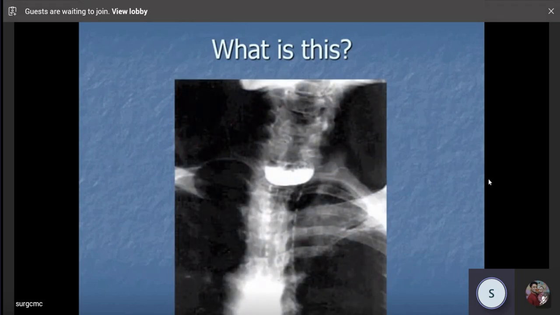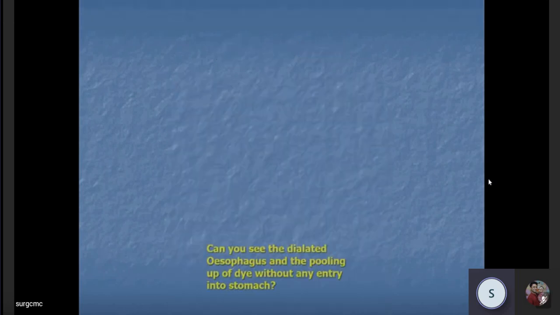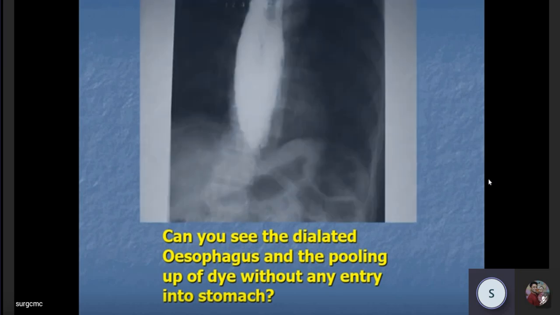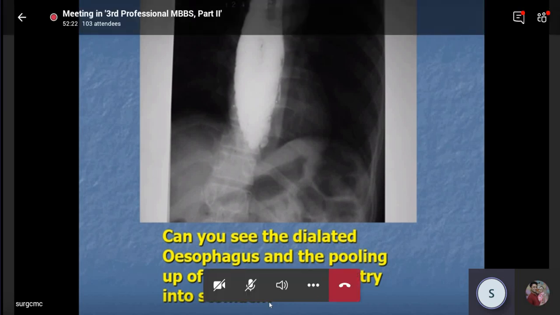I have given the dye orally and something is visible in the neck at the clavicle level. Anybody? Zenker, sir. Zenker's diverticulum, very good. This is a dilated esophagus. I couldn't get into the stomach. The dye is pooling within the esophagus without getting a chance to get into the stomach.